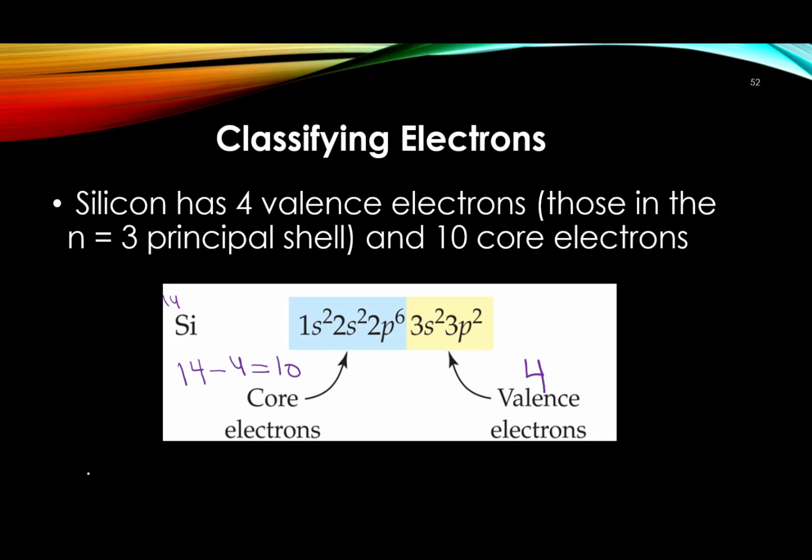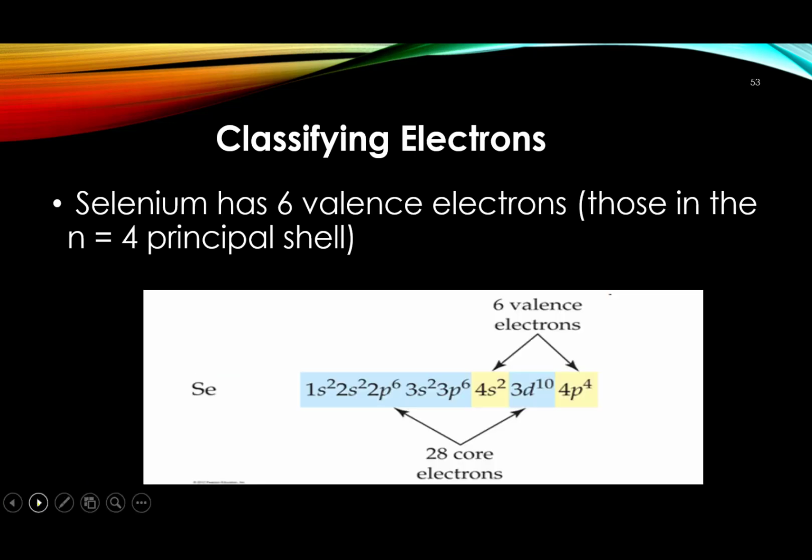Now, let's do one more for selenium. Selenium has 34 electrons. This is the electronic configuration for selenium. Okay, now look here.